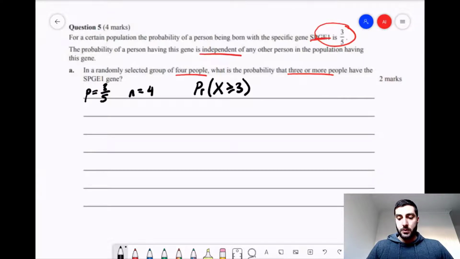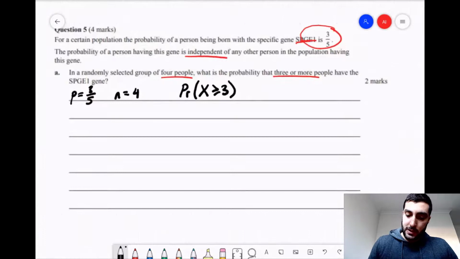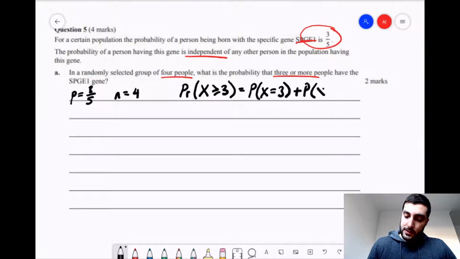This is great and all, and if this was a calc-active exam, you'd probably be able to use binomial CDF. However, being a non-calc exam, we can't, so we need to split this into its discrete components. So we've got the probability X is greater than or equal to 3. Well, that's the same as the probability X is 3 plus the probability that X is equal to 4. If X is equal to 3, that means 3 out of the 4 people have it, and if X is equal to 4, then all 4 out of the 4 have it. Great, so hopefully that's clear so far.